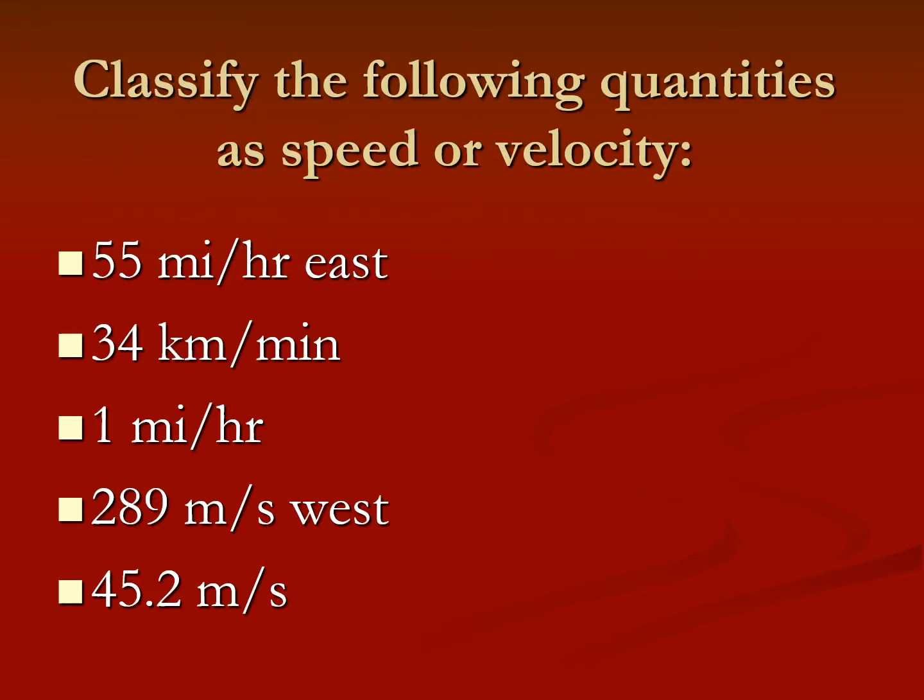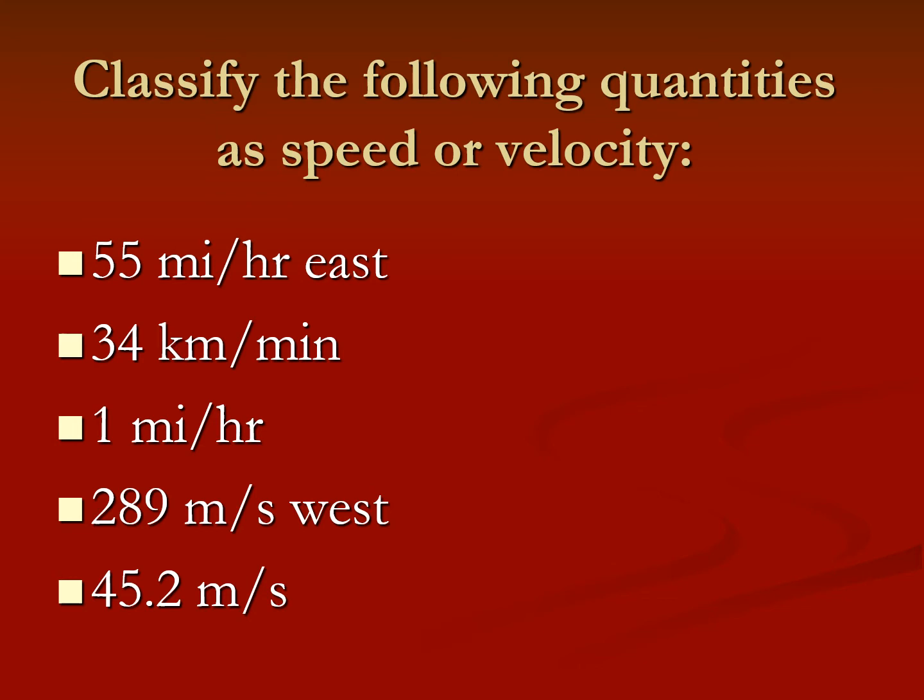So classify the following quantities as speed or velocity. So for example, number 1 here tells me 55 miles per hour east. So it gives me a direction, so I know that has to be velocity. As opposed to the second one, 34 kilometers per minute, that's just telling me how fast I'm going, my rate. That's just speed. Go ahead and pause the video and see if you can do the rest on your own.